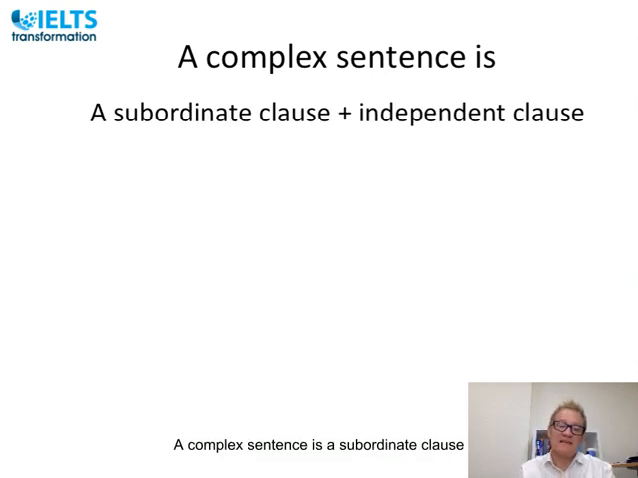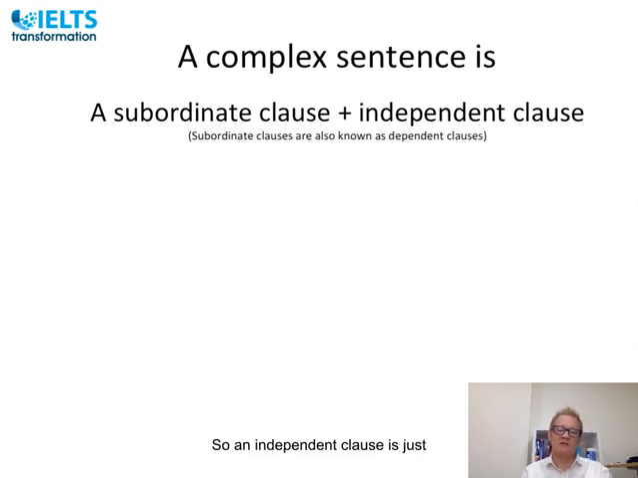A complex sentence is a subordinate clause plus an independent clause. So an independent clause is just a sentence that stands alone. Remember back, this could be just 2 words. I run. That's it. That is an independent clause. It doesn't need anything else. A subordinate clause or dependent clause needs something else.